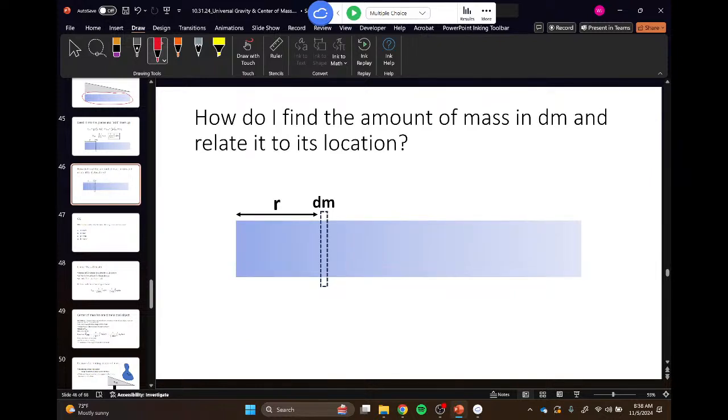Okay. How do I find the amount of mass in dm and relate it to its location? This is one you kind of already answered. What was the buzzword that you all used? How do you define how much mass is concentrated in some area? Density. So if we can get a function of density based on where you're located, that's one step. And then there's one more thing I'm going to have to do to that density. What am I going to do to that density to get the mass? I need to go from density to mass.